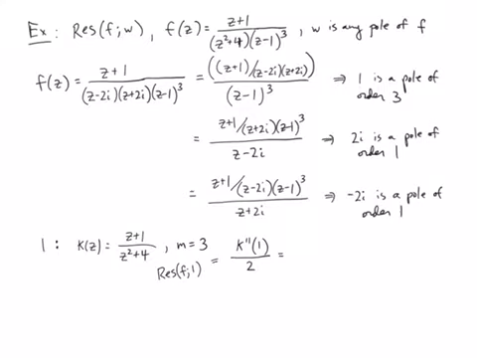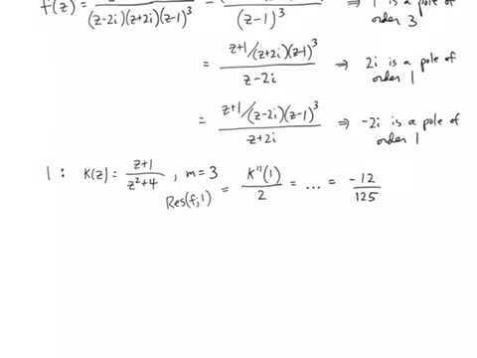And after some computation, it takes some work because you have to take the second derivative of that rational function. But what it comes out to be, and you should check if you'd like, is negative 12 over 125. Okay, and then we just go down the list. For 2i, our k of z is z plus 1 over z plus 2i times z minus 1 cubed.